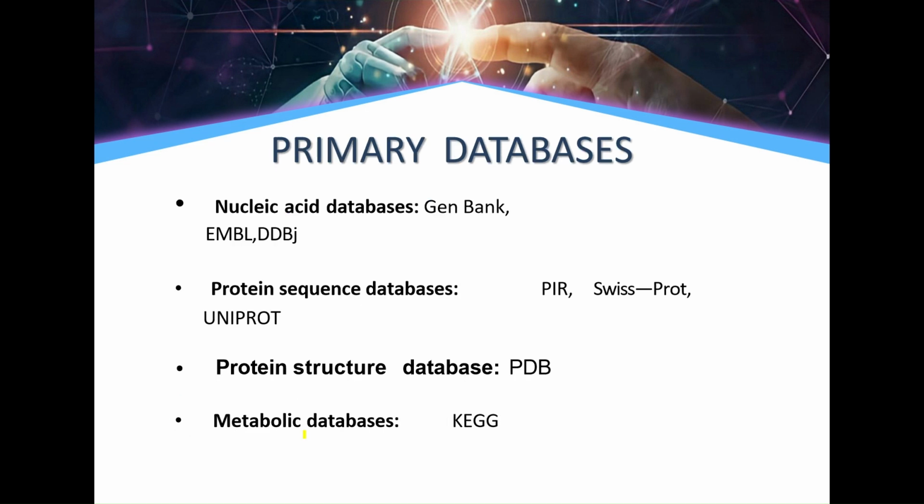Next, we'll delve more into primary databases. Based on nucleic acid databases, protein sequence databases, and protein structure databases, there are different kinds of primary databases available nowadays. The very popular nucleic acid databases include GenBank, EMBL, and DDBJ. Protein sequence databases include PIR, SwissProt, and UniProt. Protein structure databases include PDB, and metabolic databases include KEGG.